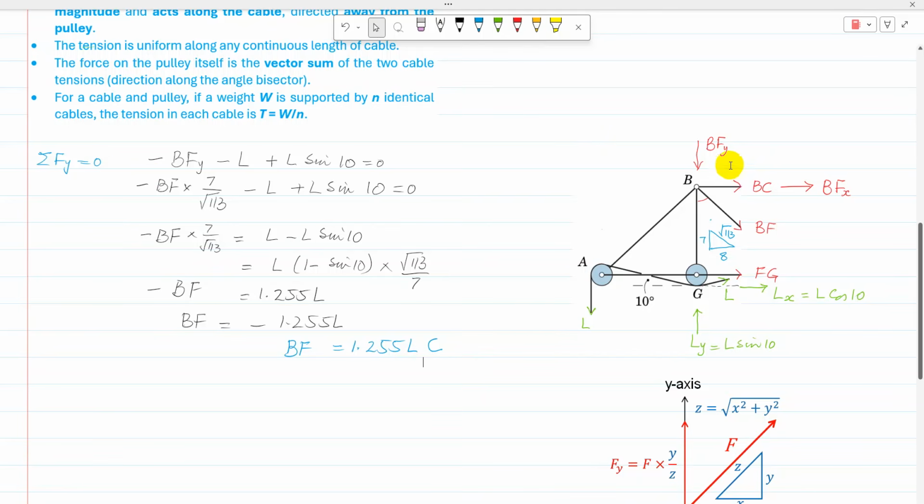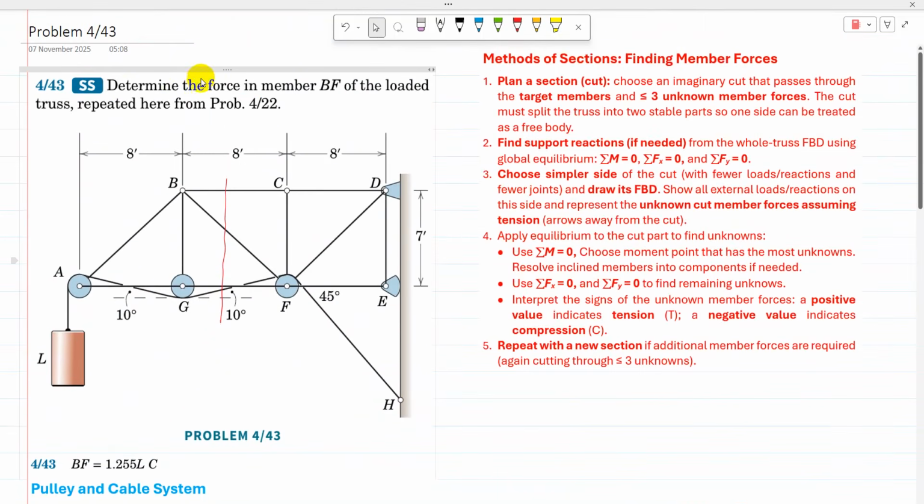But if you have to use any other condition of equilibrium, like sigma M equal to 0 about any point, then it is required to find the radius of the pulley. The radius of the pulley can be determined because half of the cable is equal to 4, and using that angle of 10 degrees, it is possible to find the radius of the pulley. So that is the whole complete solution for problem 4 by 4 3. Thank you very much for watching.